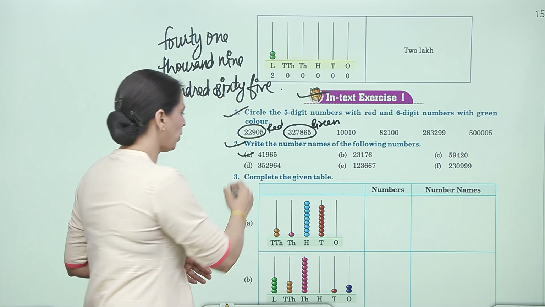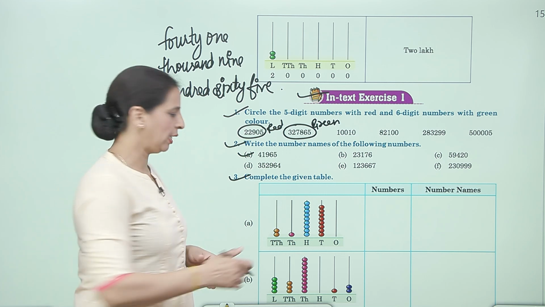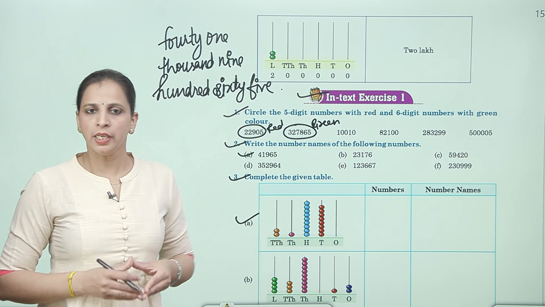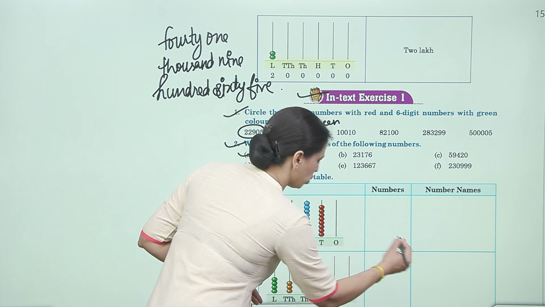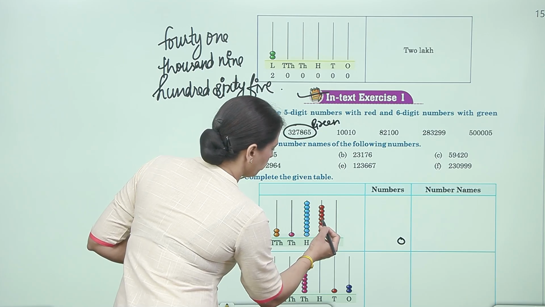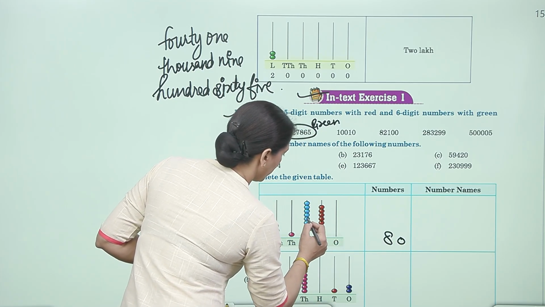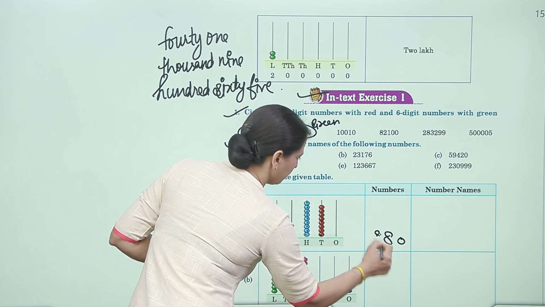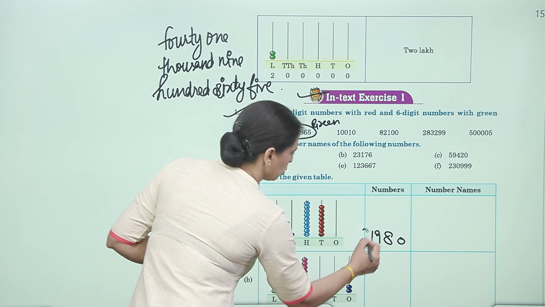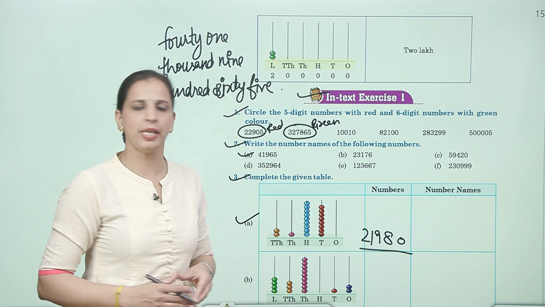Now next, question number 3. Complete the given table. A part. Now here at one's place there is 0, 1, 2, 3, 4, 5, 6, 7, 8, 1, 2, 3, 4, 5, 6, 7, 8, 9, 1 and 2. That is 21,980.